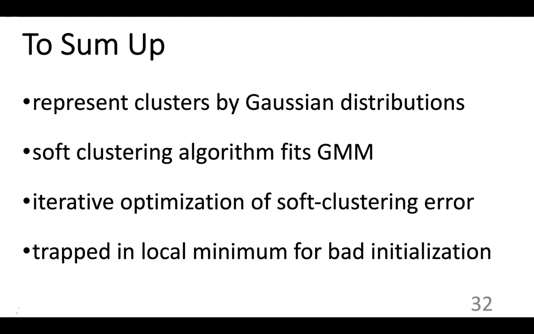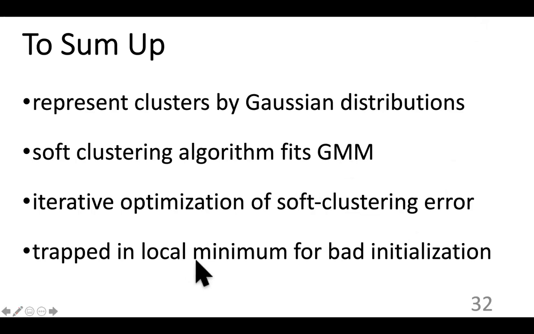Then I discussed the soft clustering algorithm, which turns out to be essentially fitting a Gaussian mixture model to data points by iteratively improving a choice for cluster means and cluster covariance matrices. And this interpretation as fitting a probabilistic model allows us to define a soft clustering error via the logarithm of a probability. And using this soft clustering error, we can diagnose when the algorithm has converged or essentially converged, when there's not much progress anymore in the soft clustering error.